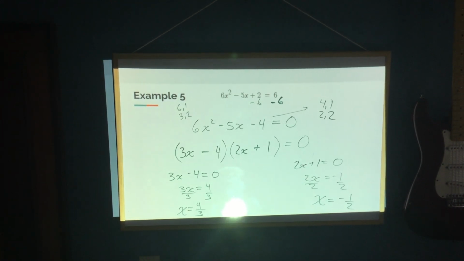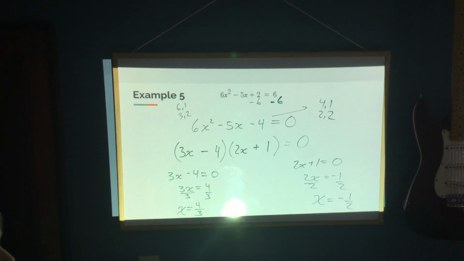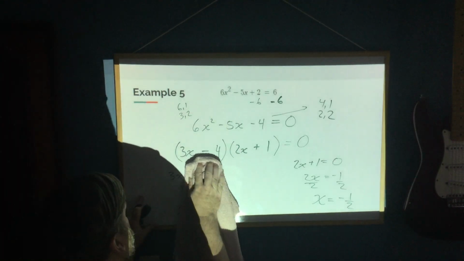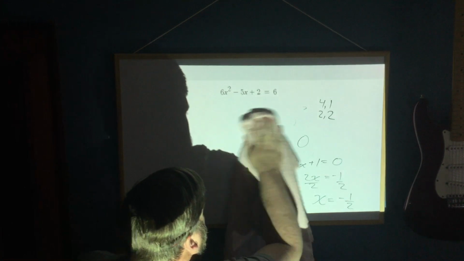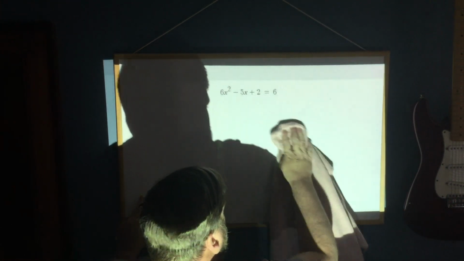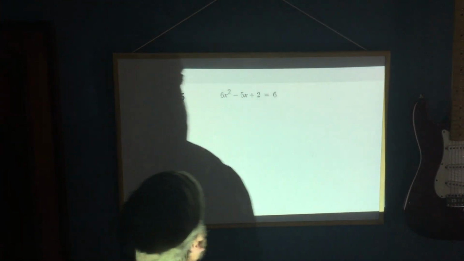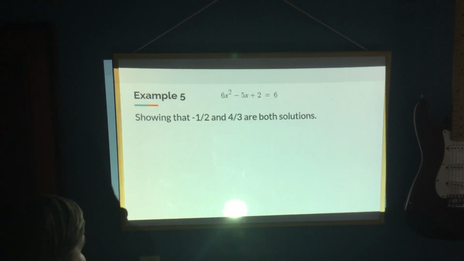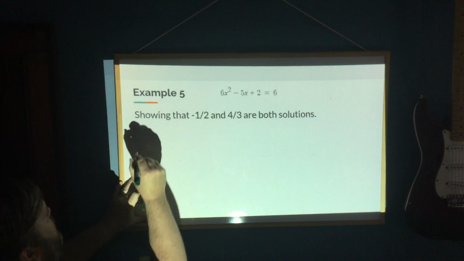So the two solutions to this quadratic are 4/3 and negative 1/2. Since I'm a glutton for punishment, let's substitute these in and prove that they're the solutions.